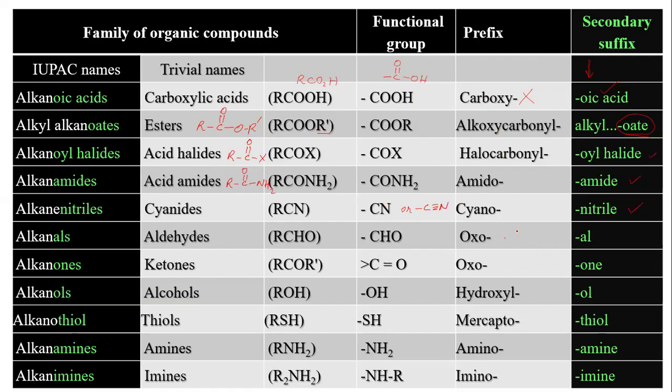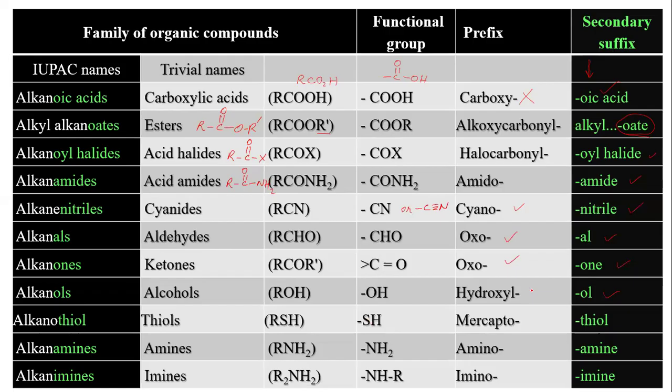Aldehyde, -al, and both of them have the oxo prefix. Remember that these prefixes are also used. These are the prefixes: cyano for nitrile, oxo for alkanals, which are aldehydes, and for alkanones or ketones, it is also oxo. But the suffix is different, -al and -one. We frequently use these suffixes. Hydroxy group is there in alcohol. So -ol is the suffix we have already discussed.